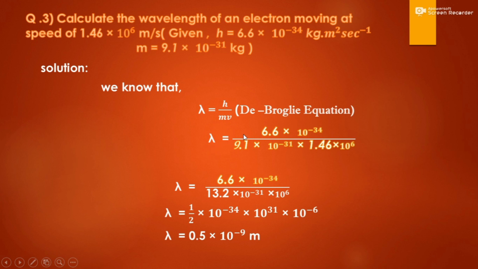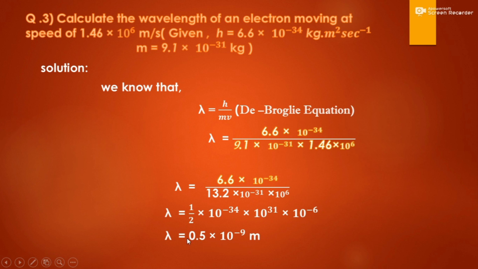Then after substitution, lambda is equal to h, which is 6.6 into 10 raised to minus 34, m is 9.1 into 10 raised to minus 31, and the speed of the electron is 1.46 into 10 raised to 6. Then 9.1 into 1.46 simply becomes 13.2. So lambda is equal to 6.6 into 10 raised to minus 34 upon 13.2 into 10 raised to minus 31 into 10 raised to 6. Then 6.6 upon 13.2 is 1 by 2, into 10 raised to minus 34 as it is; the 10 raised to minus 31 goes to the numerator and becomes 10 raised to 31, and the 10 raised to 6 goes to the numerator and becomes 10 raised to minus 6.